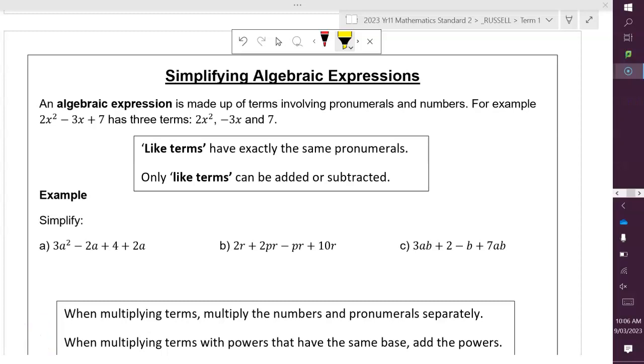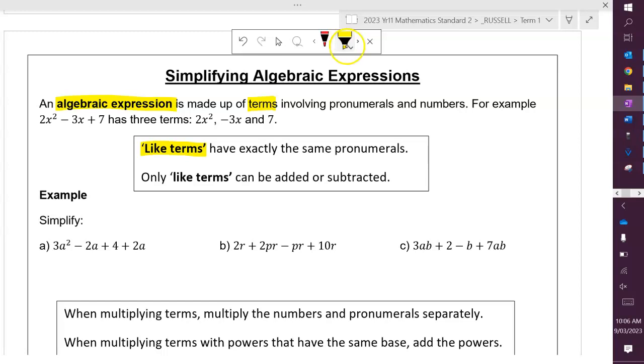In this lesson, we're looking at simplifying algebraic expressions. An algebraic expression is made up of terms that involve pronumerals and numbers. If you've got 2x squared minus 3x plus 7, it has 3 terms, and our terms are separated by operators, like plus or minus. Like terms have exactly the same pronumerals, and we can only add and subtract like terms.